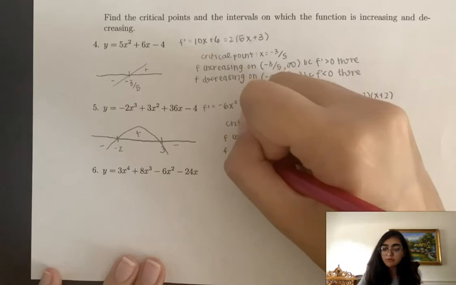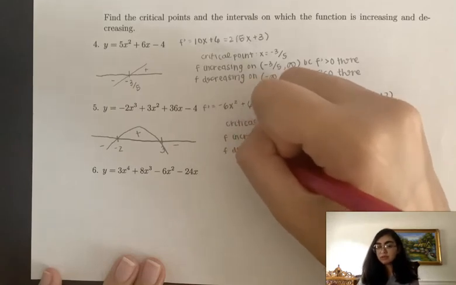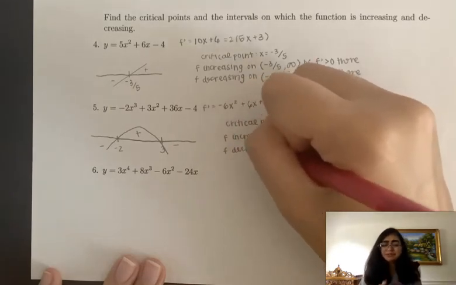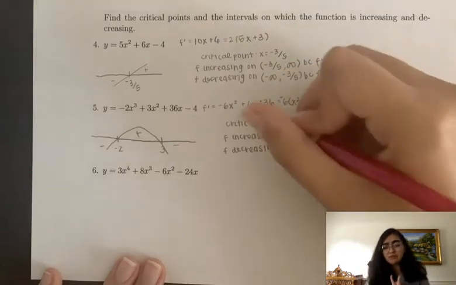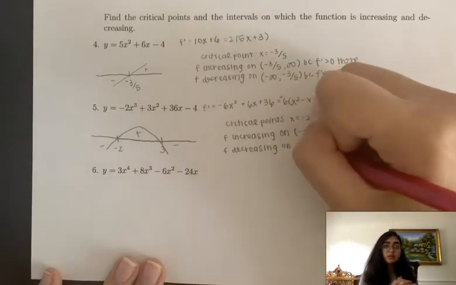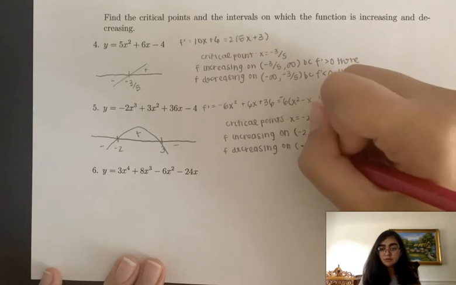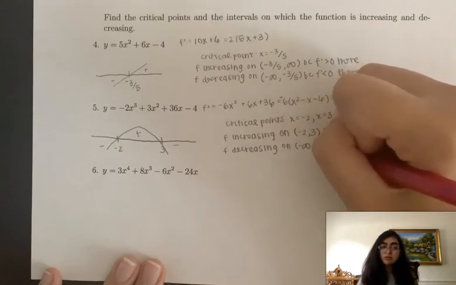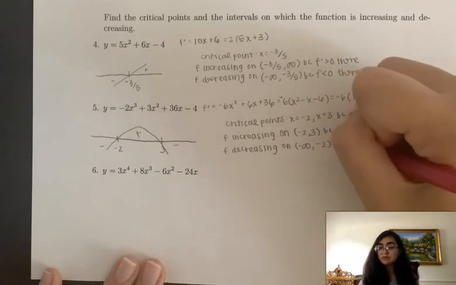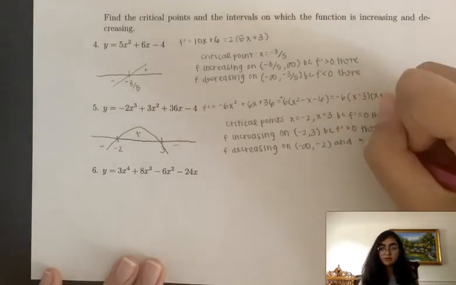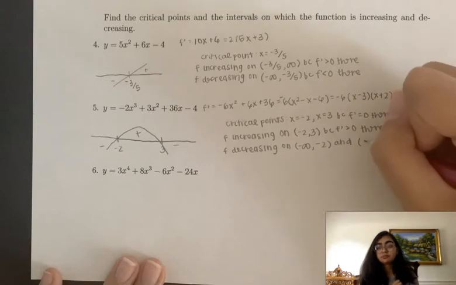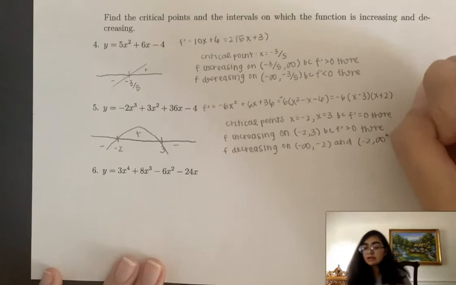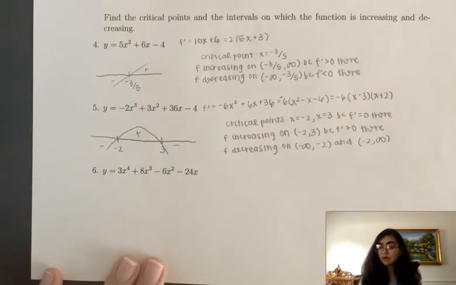F is what you're looking for, f prime is how you get there, if that helps a little bit. And then we have f is decreasing on -infinity to -2 and 3 to infinity, because that's where f prime is less than 0 or negative. And so I prefer writing it in this order. Technically, you can write it in whatever order you want. I just like doing the same thing every single time.